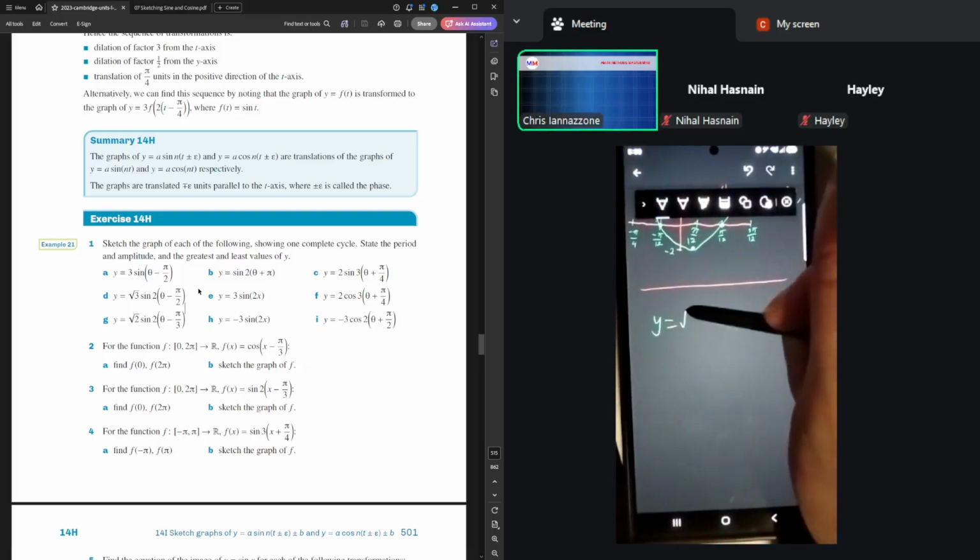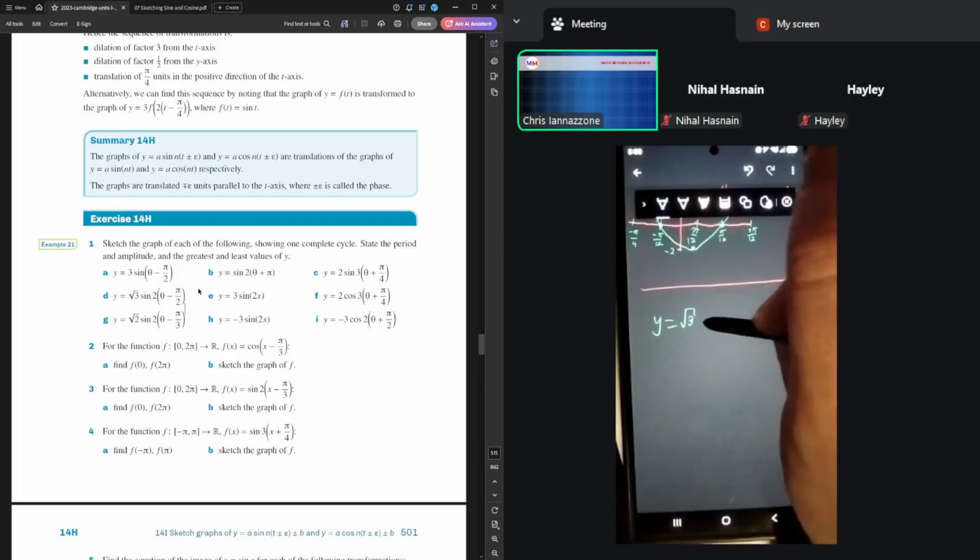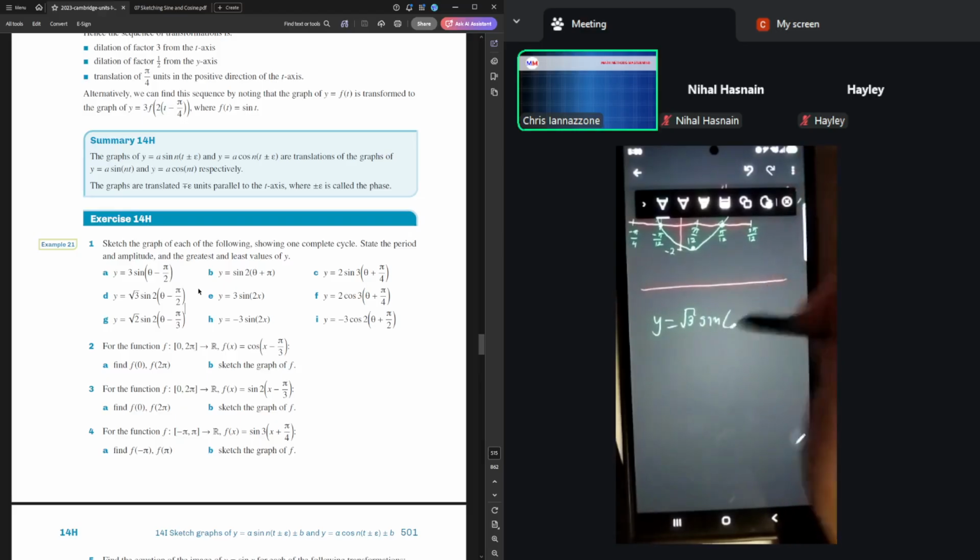y equals root 3 sine 2 theta minus pi on 2.